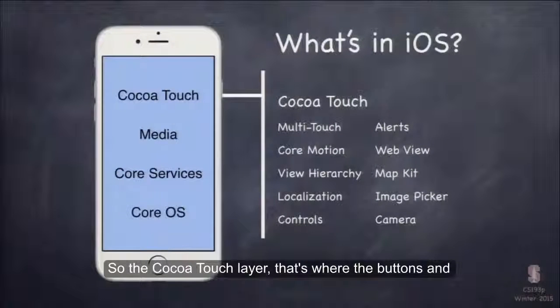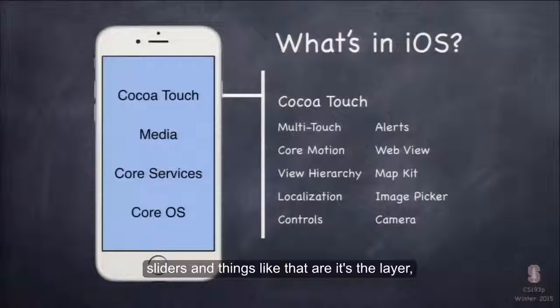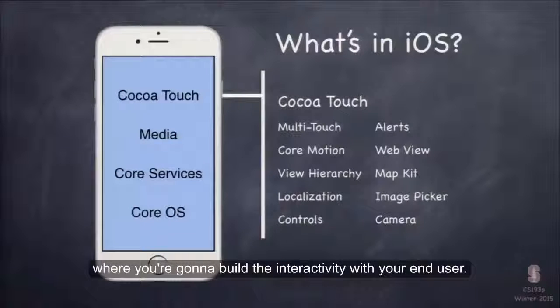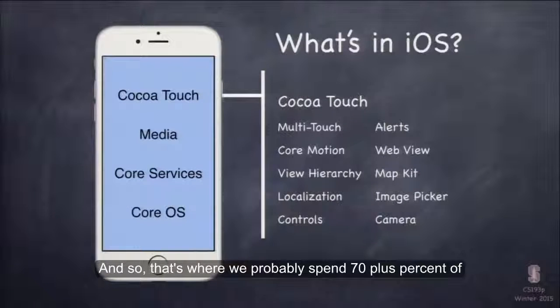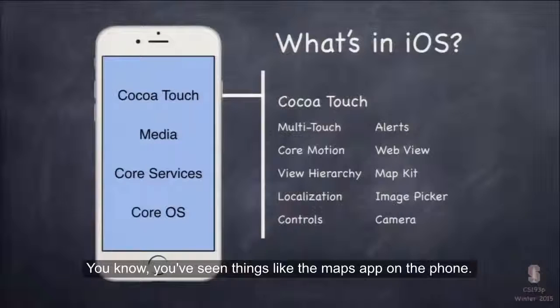The Cocoa Touch layer is where the buttons and sliders and things like that are. This is the layer where you're going to build the interactivity with your end user. And so we probably spend 70+% of our time in the Cocoa Touch layer. And this is a very powerful layer.